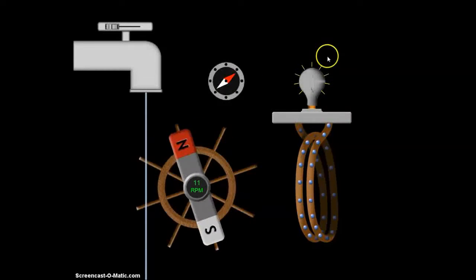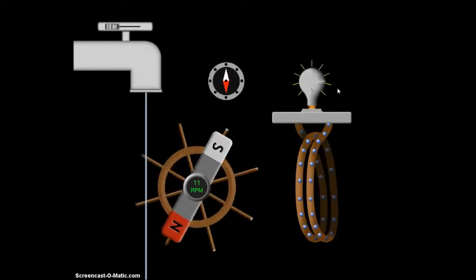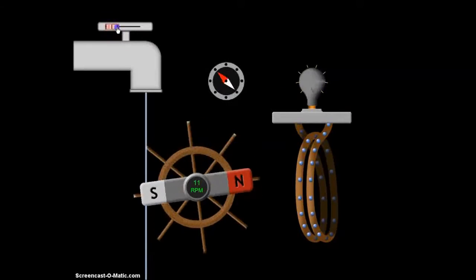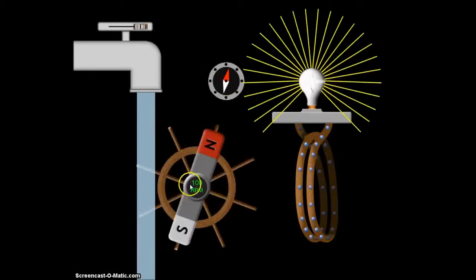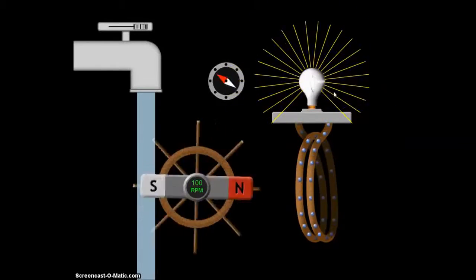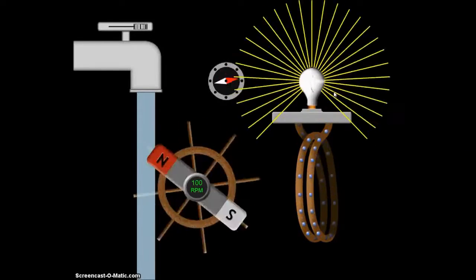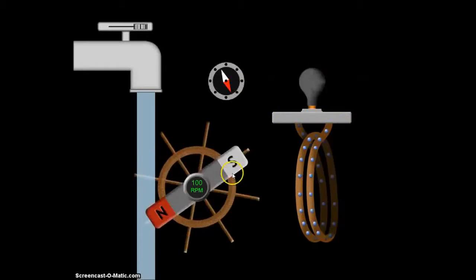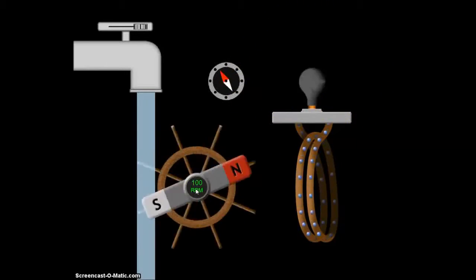So once again, you can see the light bulb is flashing, nothing very special. If we crank this up quite a bit, to 100 revolutions per minute, it's getting harder to see when it's off. This is going at 100 RPMs.